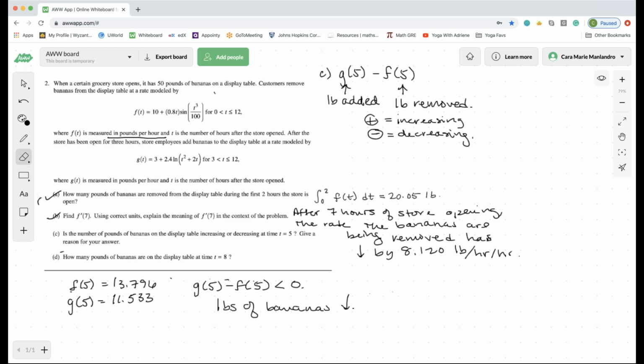Okay, so the question is, why can we just take g of 5 minus f of 5? So if this is the rate at which they're being added and this is the rate at which they're being removed, if I subtract them, isn't that going to give us whether I have a net positive or negative? So the answer would be yes.